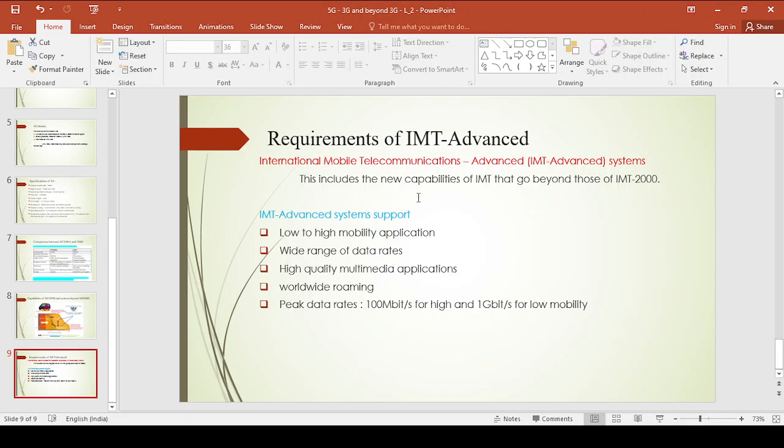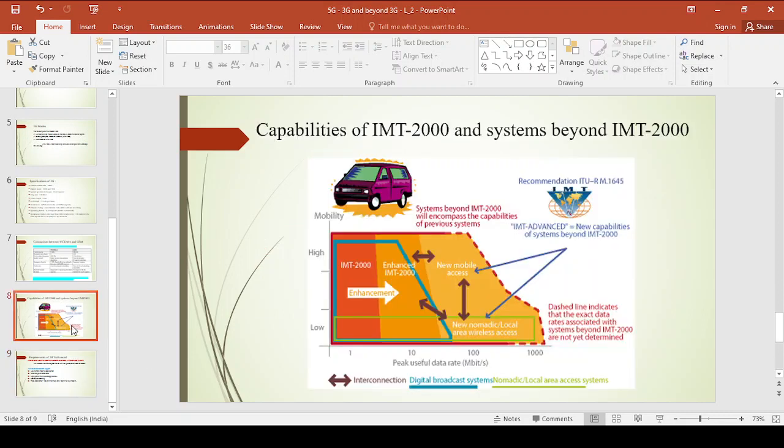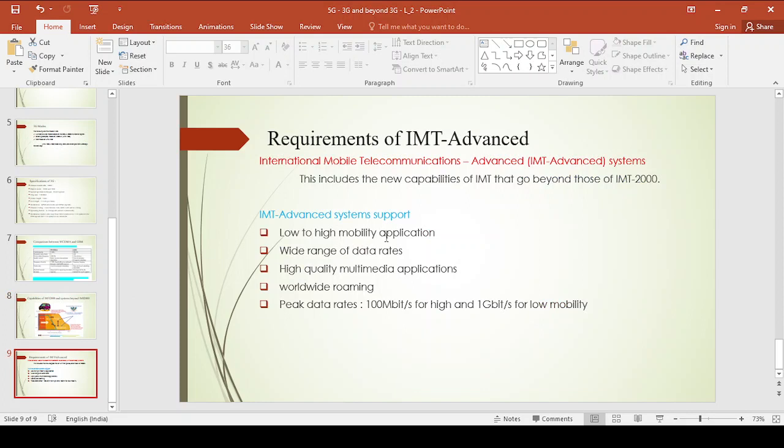Now this IMT Advanced system includes new capabilities of IMT that go beyond those of IMT 2000. Generally, what are the new capabilities? We want to have larger data rate. We will see in this slide. Now the IMT Advanced system supports high mobility application, as I have said in the previous slide. Now this is your enhanced IMT, nothing but your 4G. It supports high mobility application, that is one of the requirements of 4G. Low to high mobility application and wide range of data rates, right?